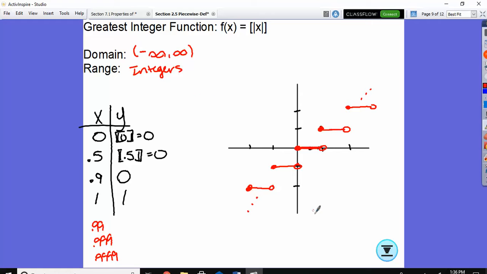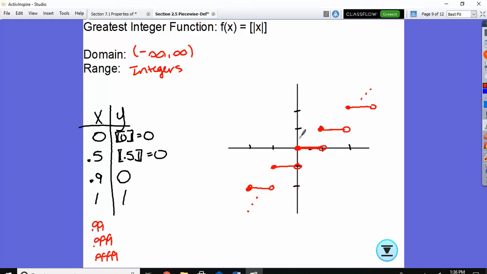Remember, these red lines have Y values of -2, -1, 0, 1, 2. We never hit Y values in between. Is it going to be like that for every single one? The domain and range at least, I know the range is integers.